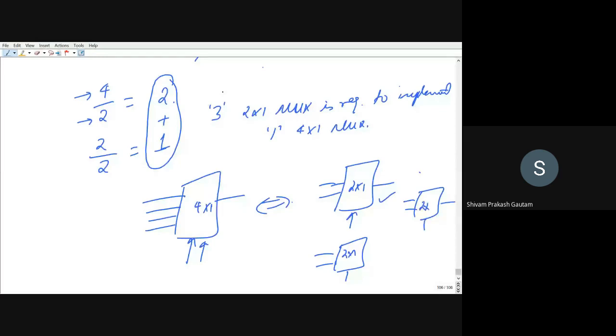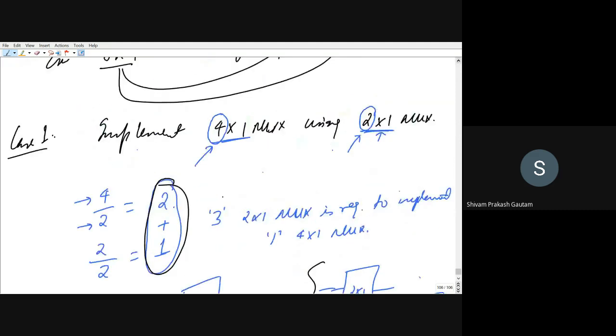To implement this 4x1 mux, and how the interconnections will be there between these three 2x1 mux, we will be seeing shortly. Why are we requiring three 2x1 mux? Because we have calculated from here. And how have we calculated it? The input of the higher order mux divided by the input of the lower order mux. So 4 divided by 2, so 2 is remaining here.